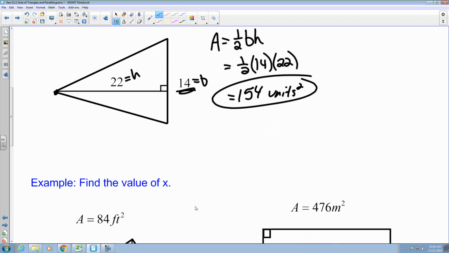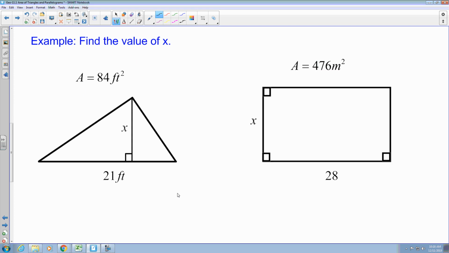Now, there's some situations where they give you the area and they want you to find a certain value in the shape, so looking for the unknown. So they're telling you that this particular shape has an area of 84 square feet. So they're giving us a triangle, so it's going to be 1/2 base times the height. So the unknown in this case is right here. So that's where our value of x is.